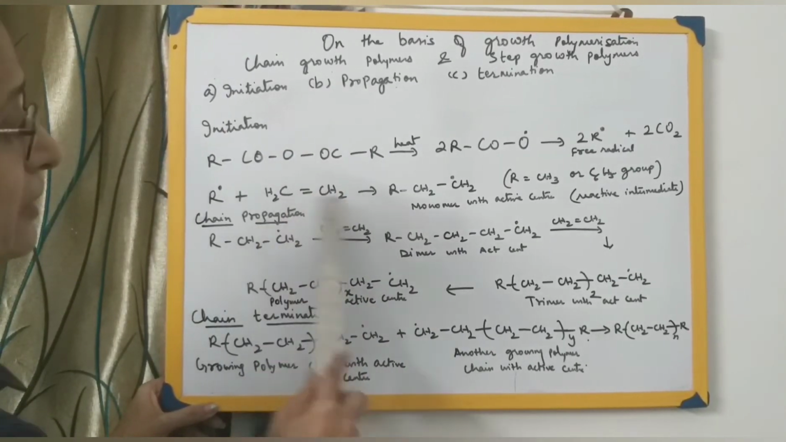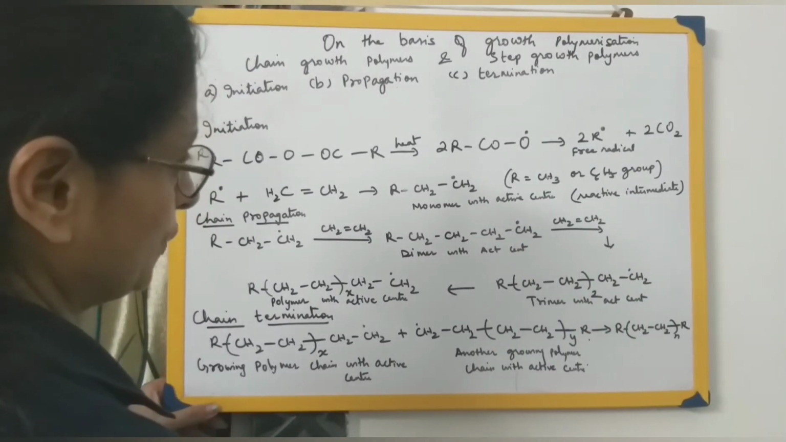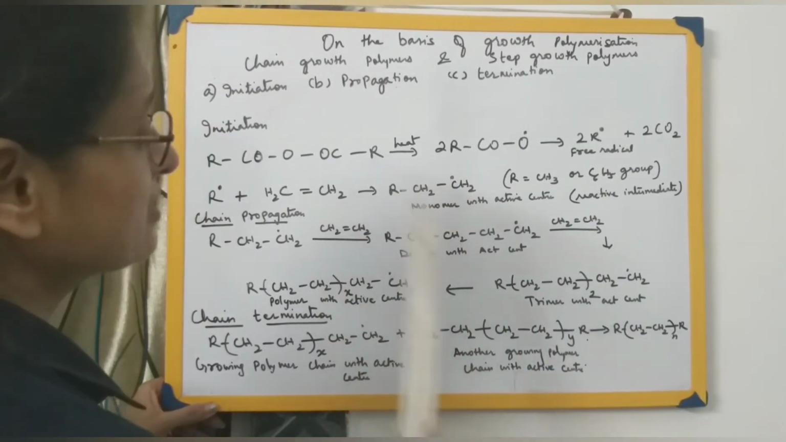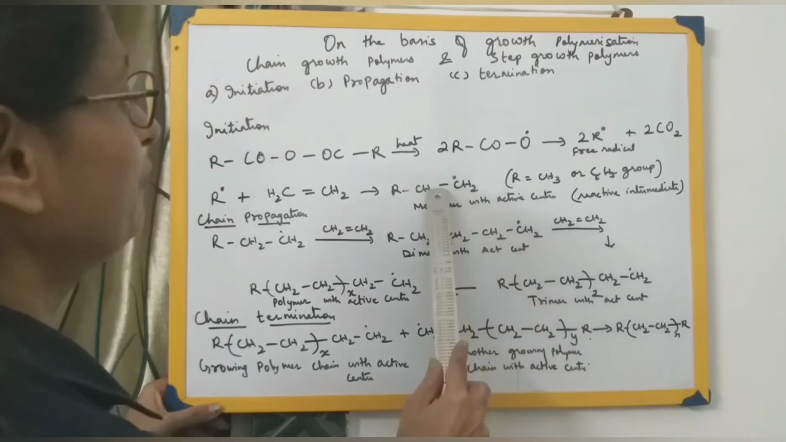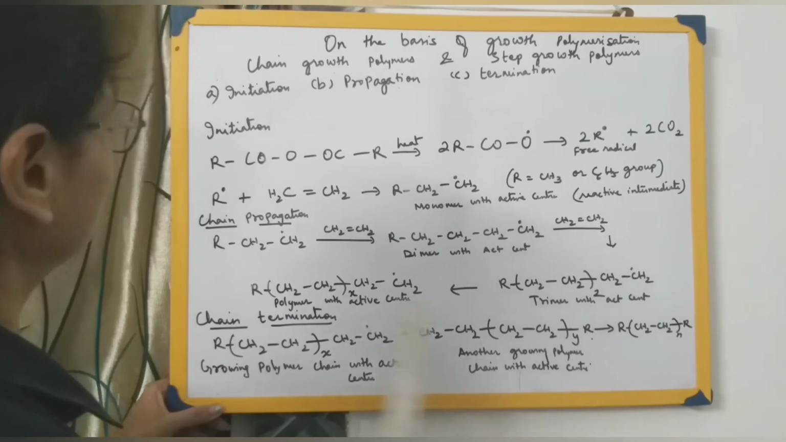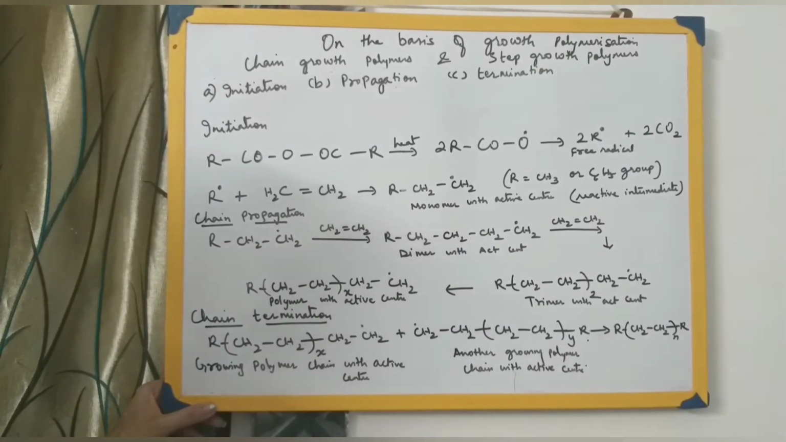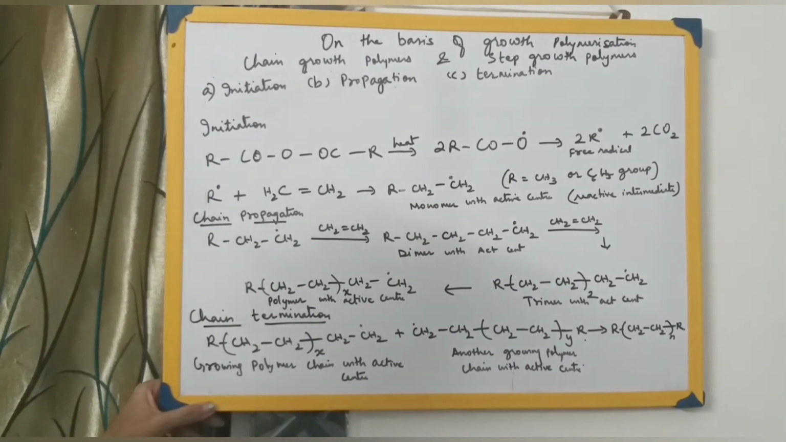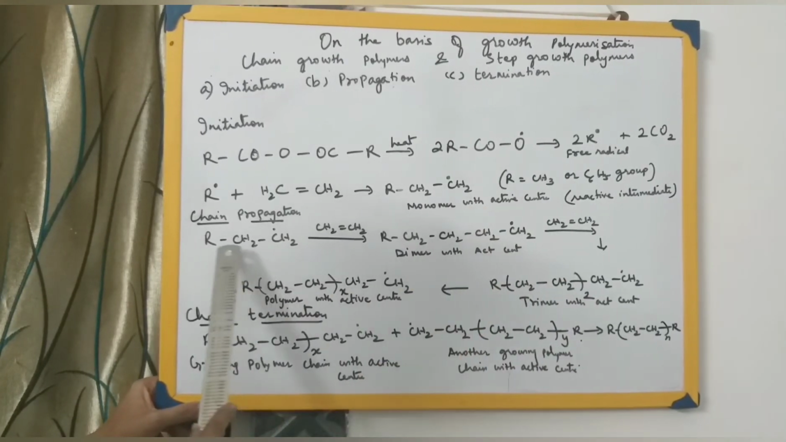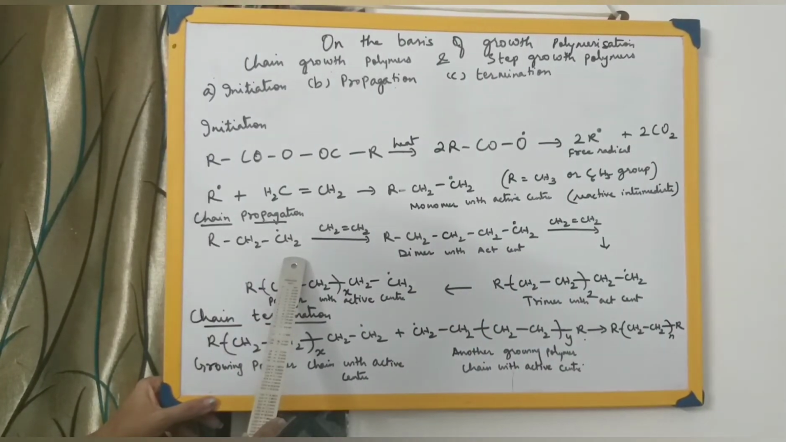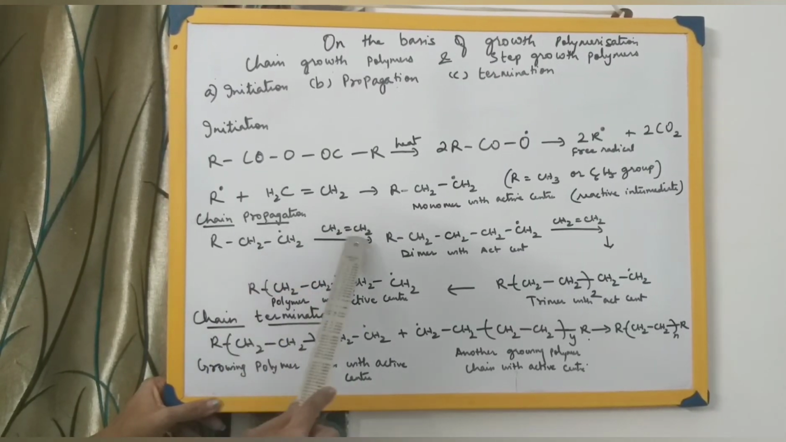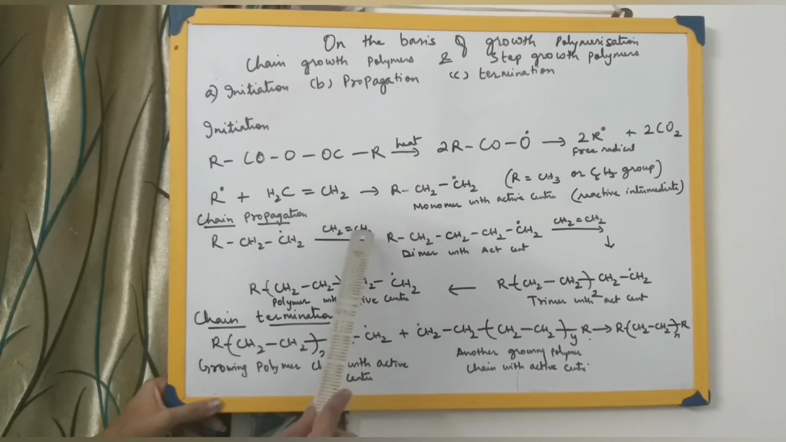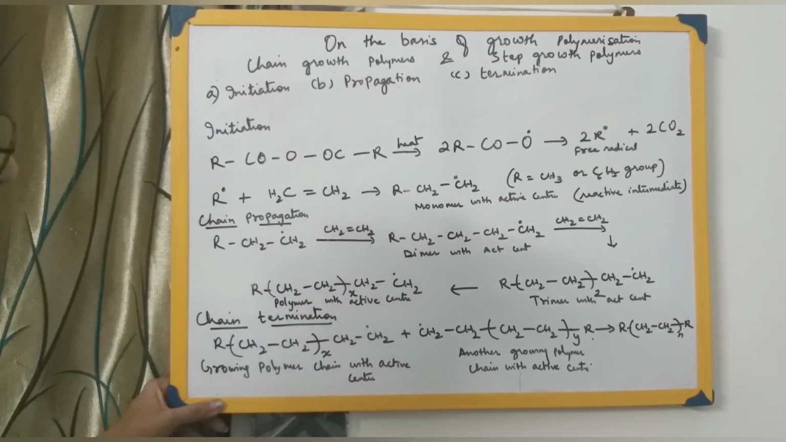The next step is what? Now this has to propagate, this has to continue further. So the monomer with active center which has been formed now has to continue. The next step is chain propagation, that is growth of this monomer unit with the active center. Again this monomer with the active center is made to react with another monomer, which is not having an active center, that is, one molecule of ethene.